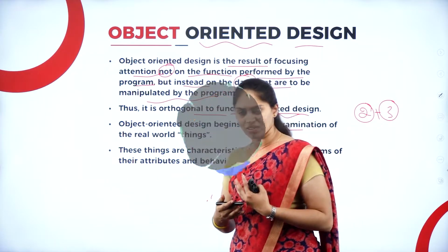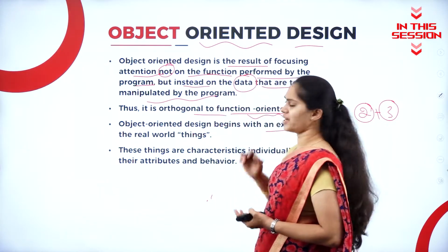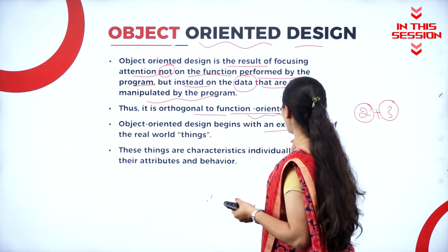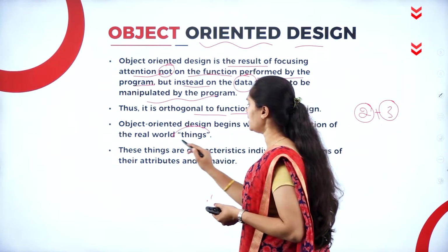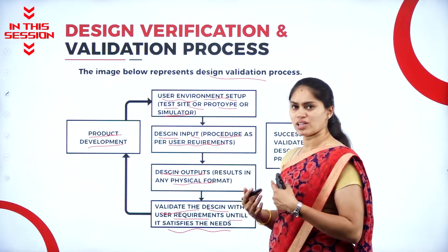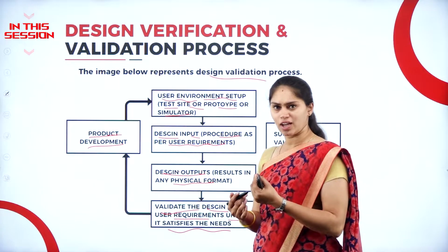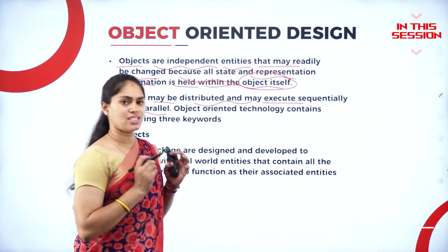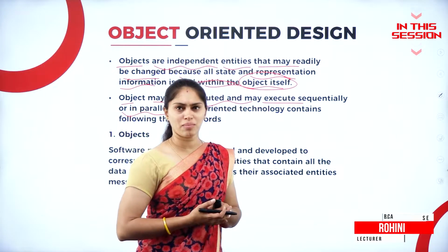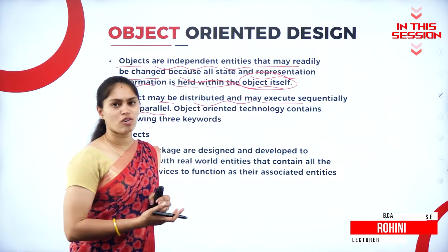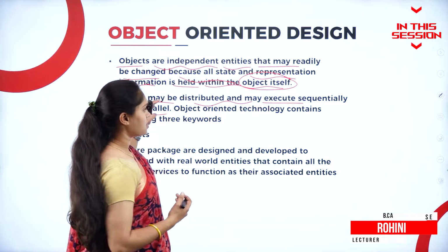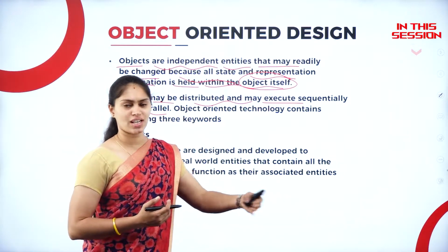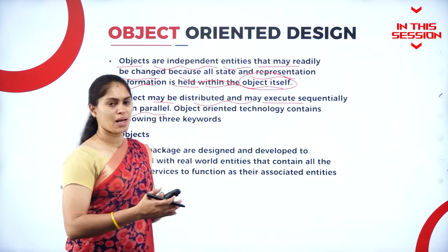When the procedure starts with object oriented design, it will start with an examination of the real world things. All the requirements given by the user or a stakeholder will be validated. So if you consider a system, there is not only one object. It will be a collection of objects. At that time, these will be executed sequentially, one by one, or in a parallel manner.